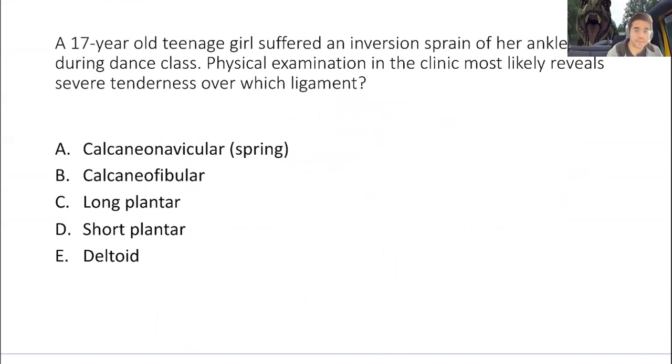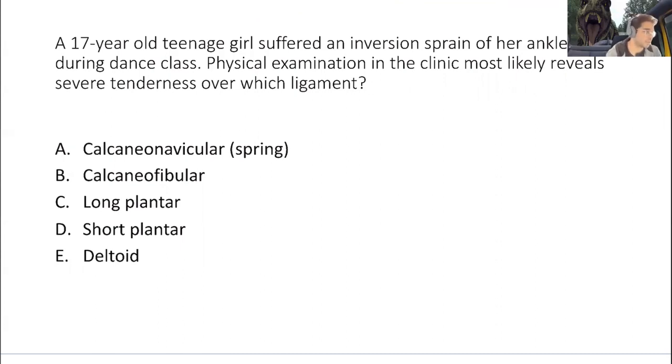Exactly. You guys are killing it. Exactly. So most commonly torn is the anterior talofibular, right? And the mnemonic that always comes to my mind is "always tears first." So A for always is the anterior, T for talo, and F for fibular, associated with first. So always tears first, anterior talofibular.